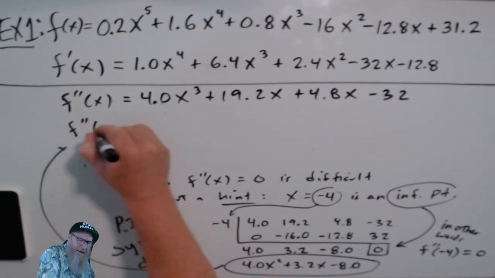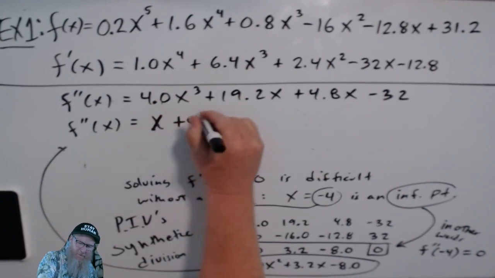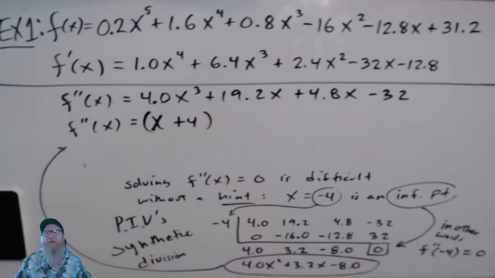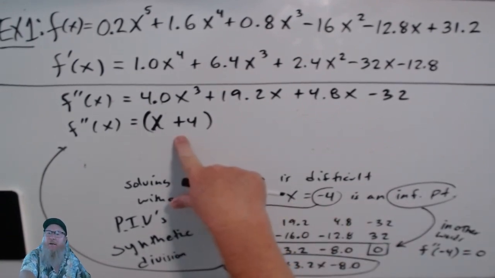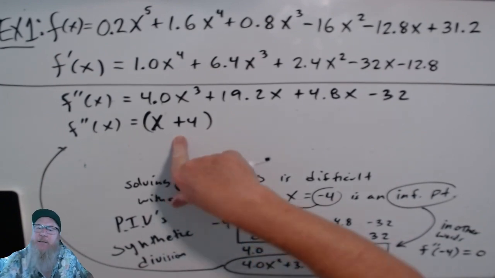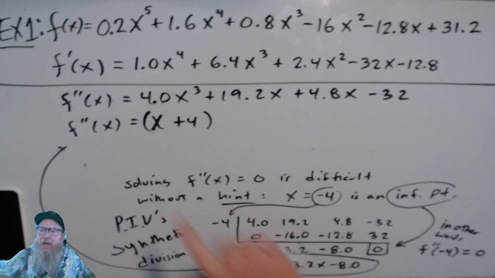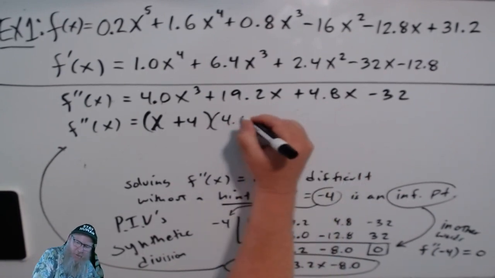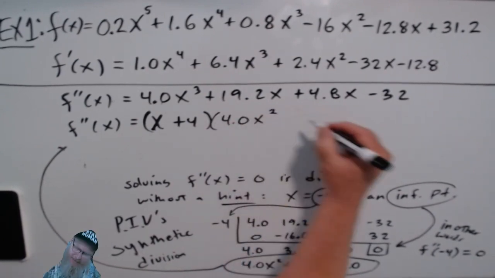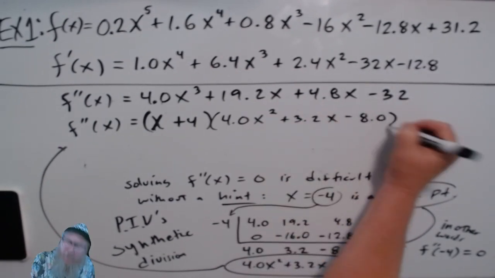So basically what I have is I have x plus 4. It's the opposite of negative 4. It's positive 4. You see why? I'm just going to stop for a minute. If you plug negative 4 into this, that would become 0. So that's this factor here, the factor that's equal to 0. And then you have the rest of the factors, 4.0x to the second plus 3.2x minus 8.0.